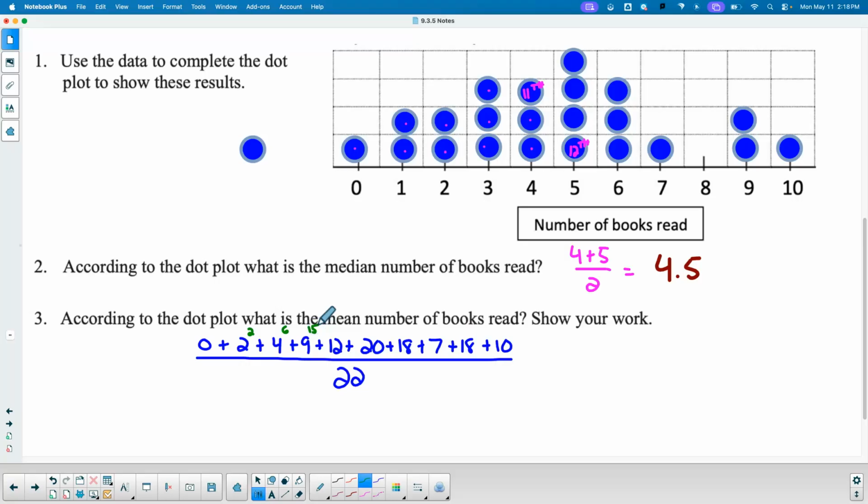15 plus 12 is 27. 27 plus 20 is 47. 47 plus 18 is 65. 65 plus 7 is 72. 72 plus 18 is 90. 90 plus 10 is 100. So this is going to be 100 over 22.